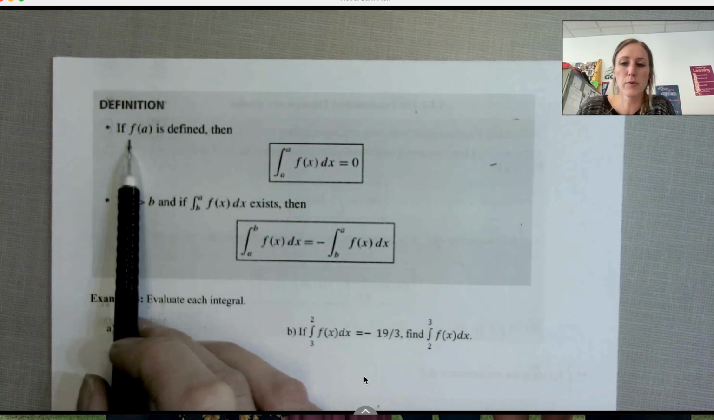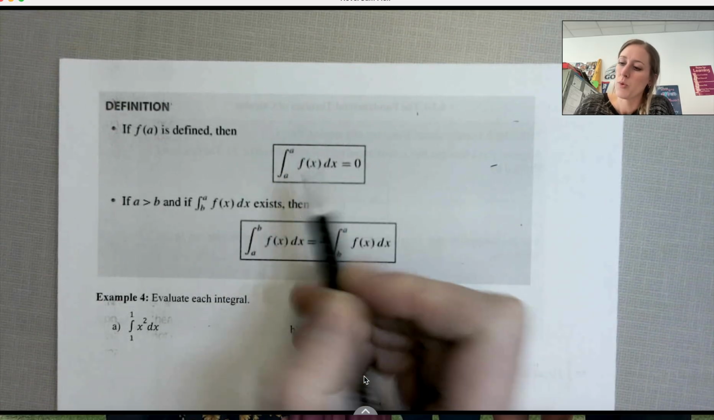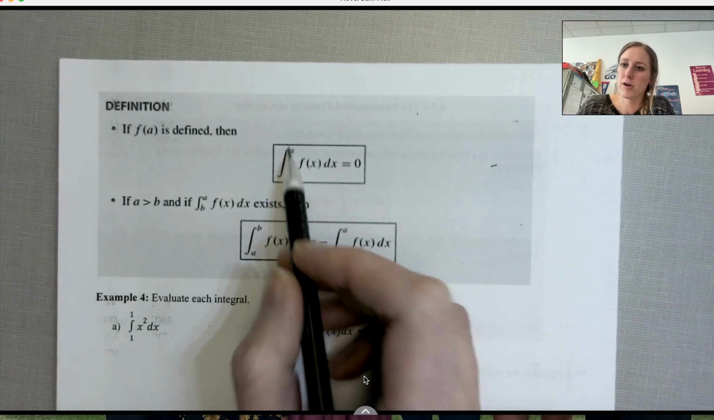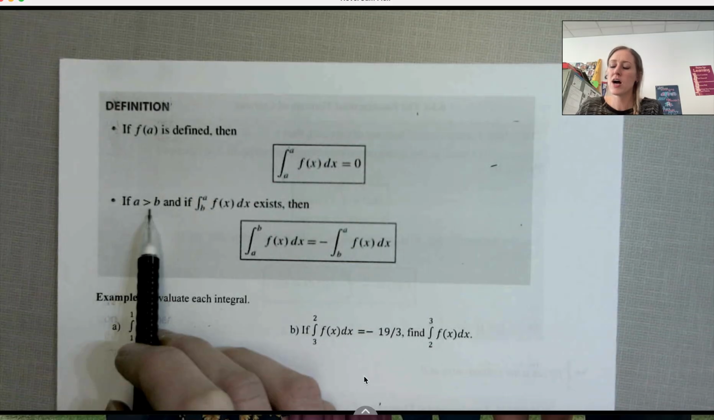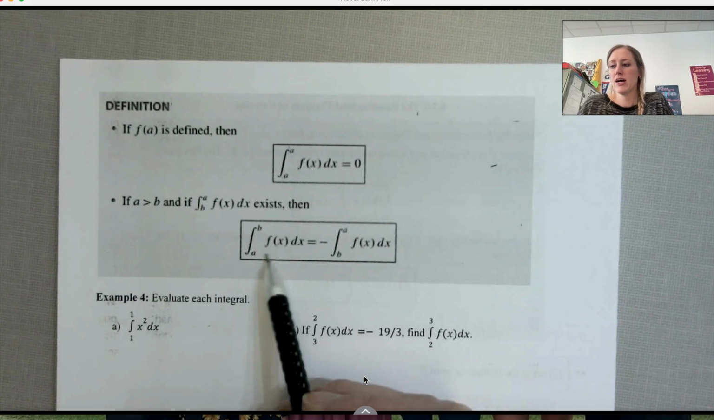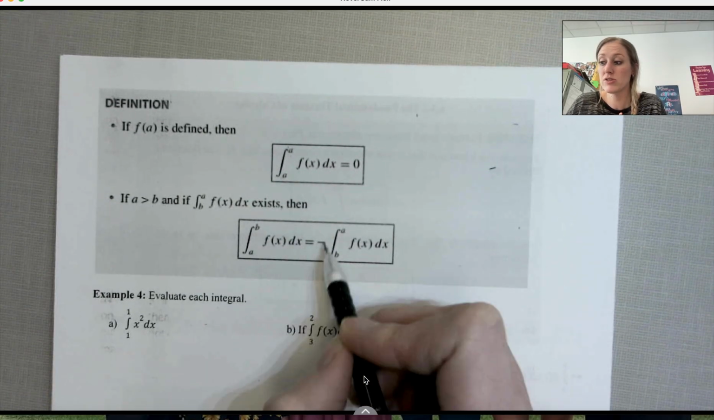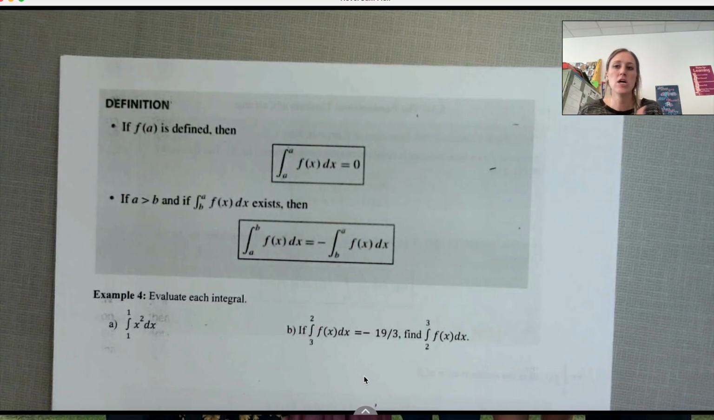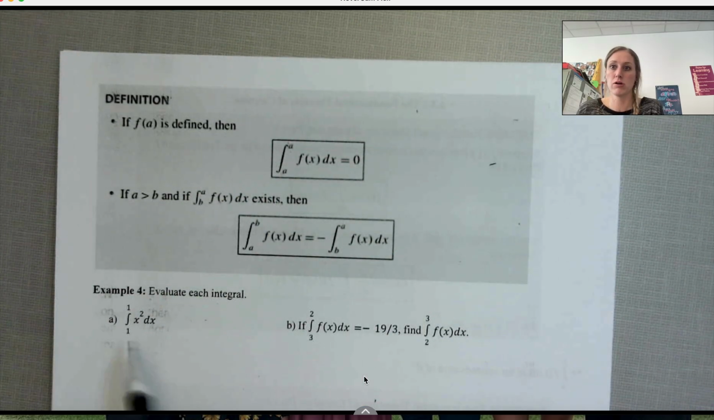Okay, so a couple rules about integrals. If the lower and upper limit are the same, whenever I find the integral of that, it's just going to be 0. So if I notice the upper and lower limits of integration are equal, it's going to be equal to 0. In this case, if I have a greater than b, if I switch the upper and lower limits, then this is equal to the negative of that. So it's the same exact thing, but my upper and lower have switched, so the sign is just going to change. So let's just use those 2 rules here to evaluate these.